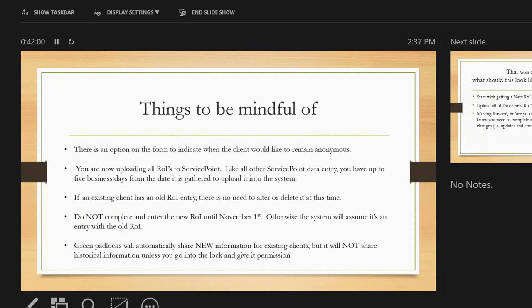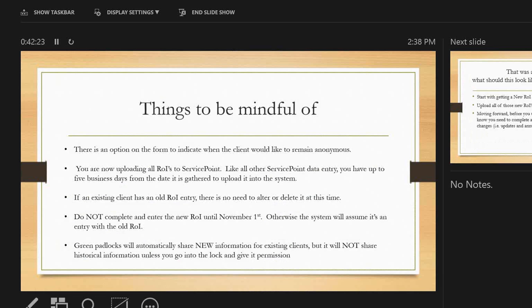Like all other ServicePoint data entry, you have up to 5 business days from the date it's gathered to upload it into the system. But just like with every other piece of ServicePoint data entry, the sooner, the better. If a client goes from your agency to another agency within a few days, if they get there before you upload that ROI, they may have to fill out another one. So we definitely don't want that to happen if we can avoid it.